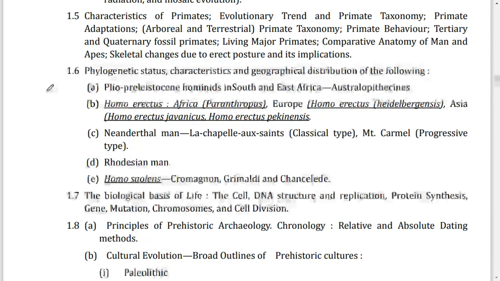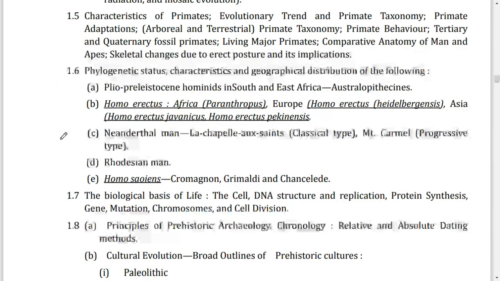1.6 Phylogenetic status, characteristics and geographical distribution of the following: A. Pre-Pleistocene hominids in South and East Africa, Australopithecines. B. Homo erectus: Africa, Paranthropus, Europe, Homo erectus heidelbergensis, Asia, Homo erectus javanicus, Homo erectus pekinensis.